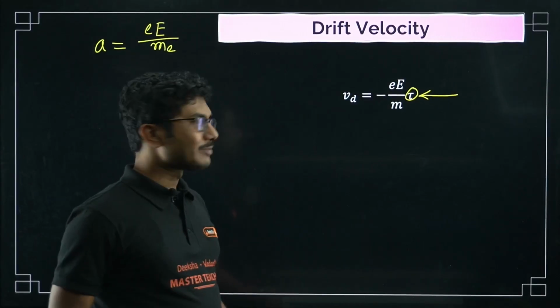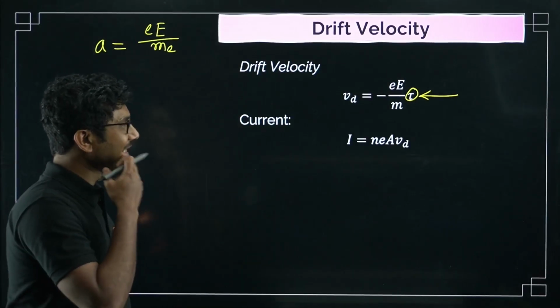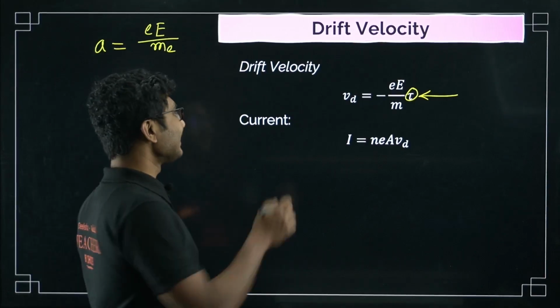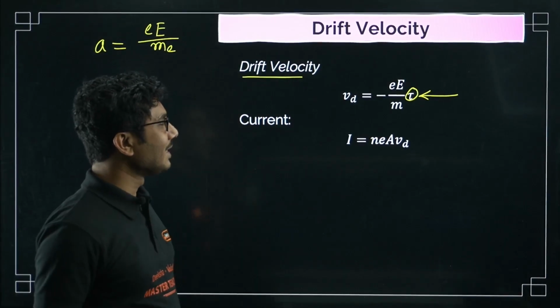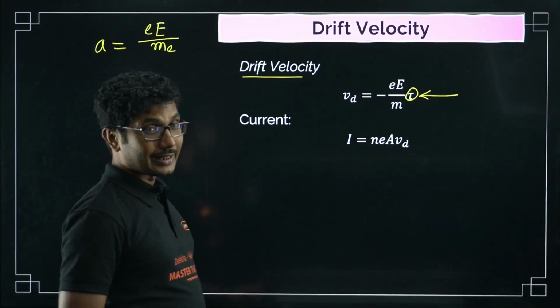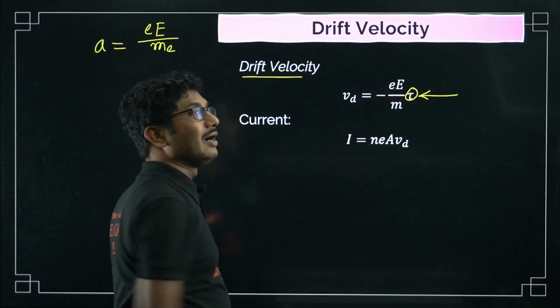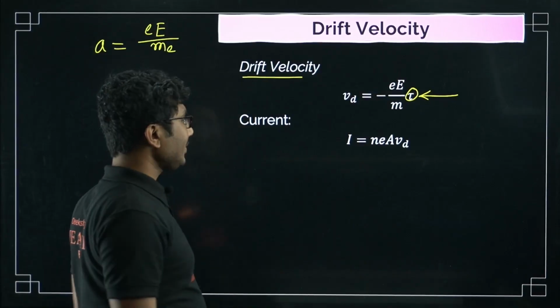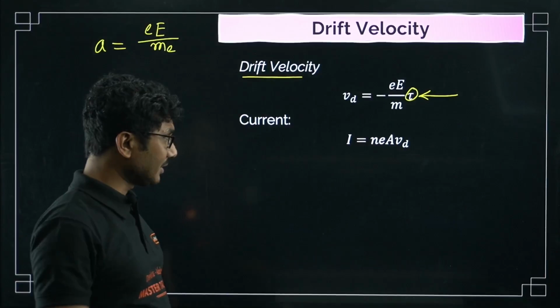Okay, everything explained. Now let's move on to the current part. Sorry, there was some error in here, so the drift velocity level came later. So drift velocity is given by Vd is equal to eE by m into delta t. In case you forget, you have to remember this is acceleration, this is the time constant. Now, the relationship between current and drift velocity, a very common equation.